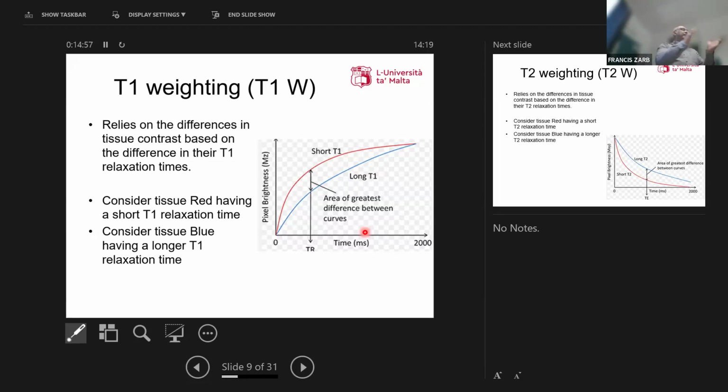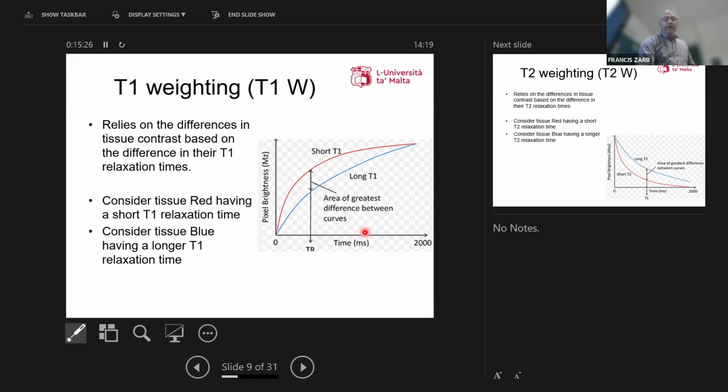I was talking about weighting, contrast weighting. All right? And we said that tissues vary in their relaxation times, either T1 relaxation times and T2 relaxation times. And remember what I said last time, that T1 and T2 relaxation times are two independent processes. They have nothing to do with each other, okay?